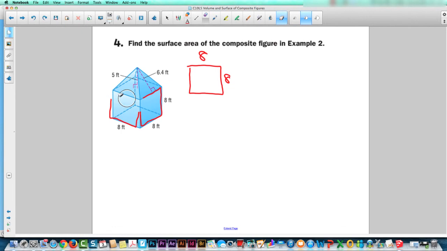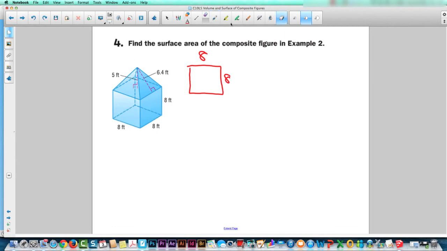Let me erase this so you can see it better. And I see I have an 8 by 8 here. So that's good. And I have another 8 by 8 here. So that's perfect. And then, let's not forget the bottom of this also is an 8 by 8. So if you notice, this bottom here is also an 8 by 8. Wow, so I have 5 8 by 8 rectangles.